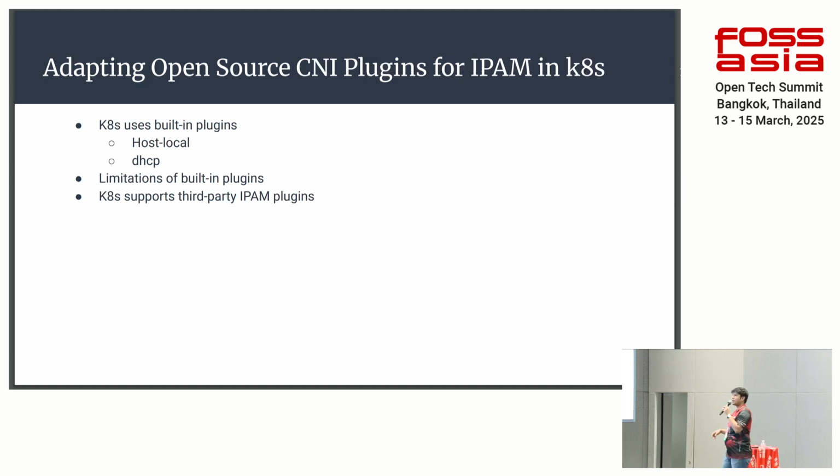As a result, Kubernetes tried to throw in some built-in plugins. The first one is host-local. Host-local basically allocates the IP addresses locally. It is good for a small-scale cluster, but not for an enterprise-level large-scale cluster.